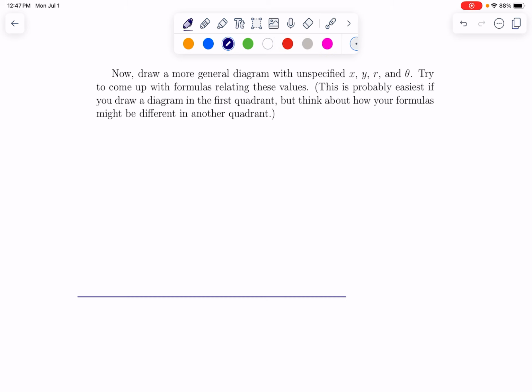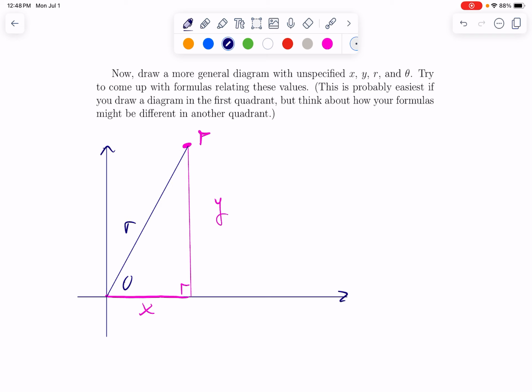So I'm going to draw a picture a little bit like the one I drew before. I'm going to put it in the first quadrant because that's easier, but we might want to think about how things can change. Maybe here's my point P. So from the point of view of rectangular coordinates, this is x and this is y. From the point of view of polar coordinates, this is r and this is theta.